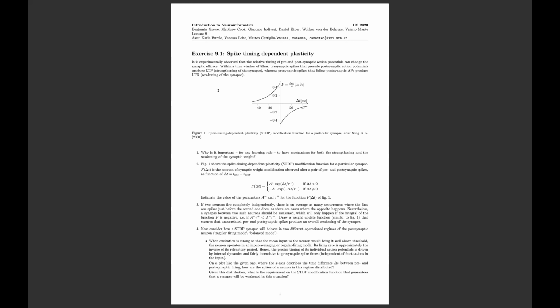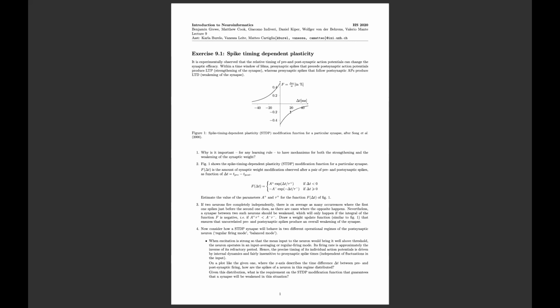And so the answer to that is basically we need to make sure that the STDP profile, so this profile here in exercise 9.1, the integral of all of this is negative. And if the integral of all of that is negative, then we will be fairly sure that the synapse will be weakened. Yes, Vanessa?